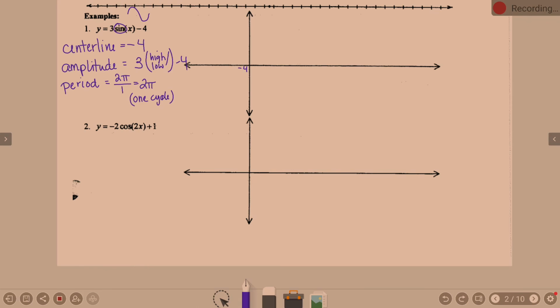And then I usually label my amplitude next. Amplitude of 3. So that says it's a stretch of 3. Instead of going 1 up from the center and 1 down from the center, I'm going to go 3 up from the center and 3 down from the center. So my high point is going to count 3 up here and 3 down there. What would be my highest point and my lowest point represented based on the fact my center line is -4?